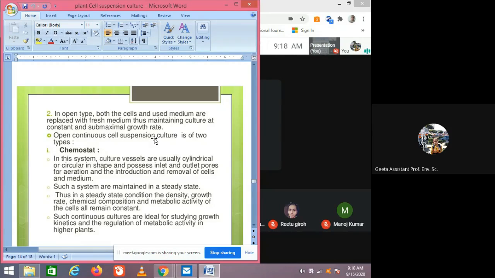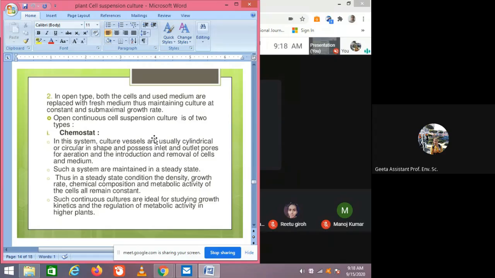क्लोज सिस्टम में ऐसा नहीं रहेगा. क्लोज टाइप में क्या रहेगा कि जो हम सेल ऐड कर रहे हैं उनकी जो ग्रोथ है वो कांस्टेंट पोजीशन में नहीं रहेगी. तो ओपन सिस्टम जो होता है सेल सस्पेंशन कल्चर का, वी कैन डिवाइड इनटू टू कैटेगरी, दैट इज द कीमोस्टेट एंड टर्बोस्टेट.